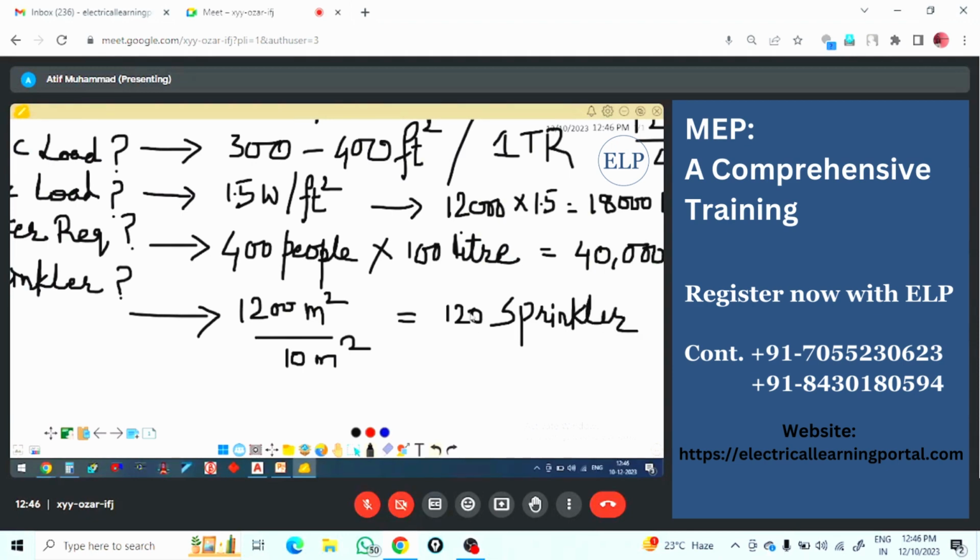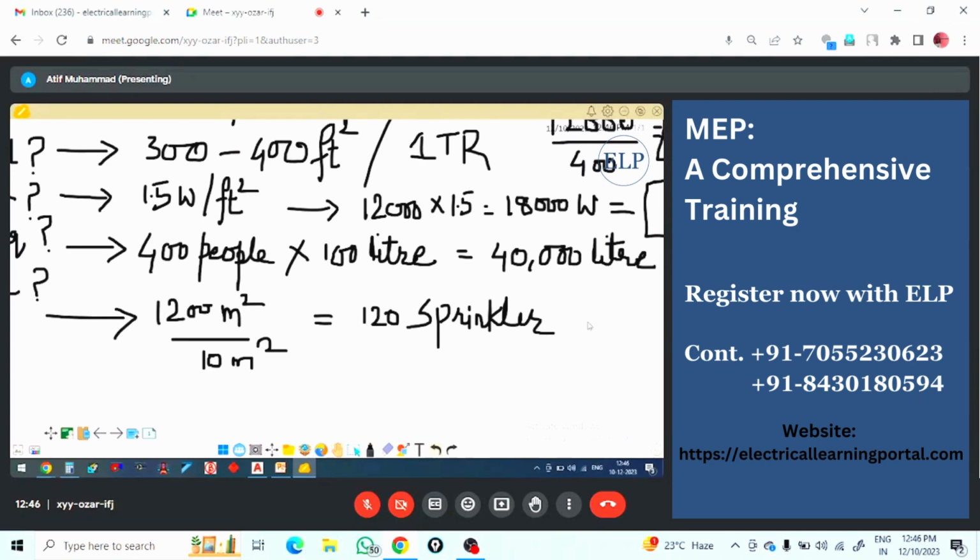Now these sprinklers are connected from the pipes, and from the pipe it will go to the fire pump. From the fire pump it will go to the underground tank. So a lot of activities are there here. So we can just say to the client that approximately you require 100 to 150 sprinklers to protect this particular building. Okay, so that much you can say.